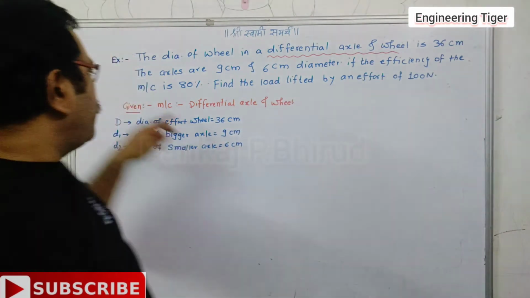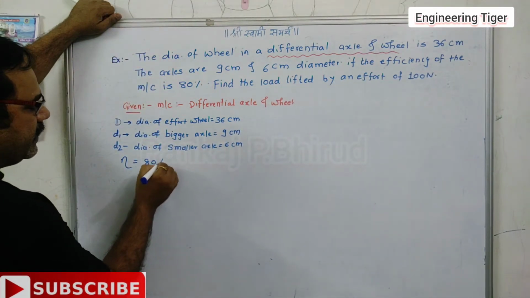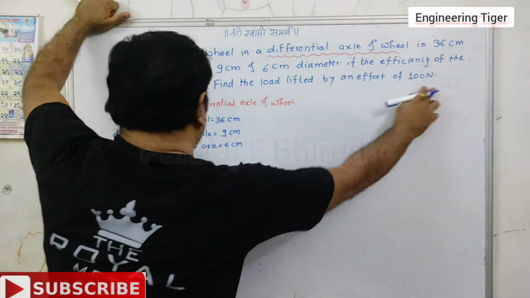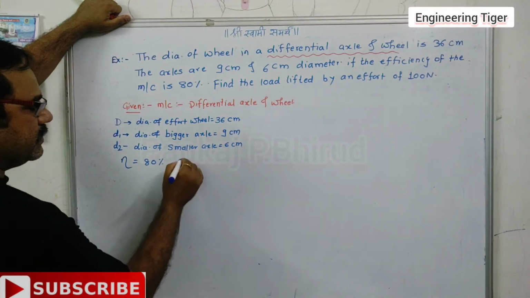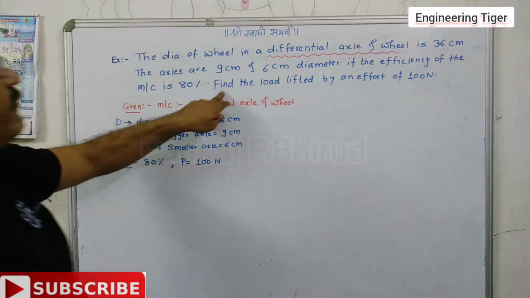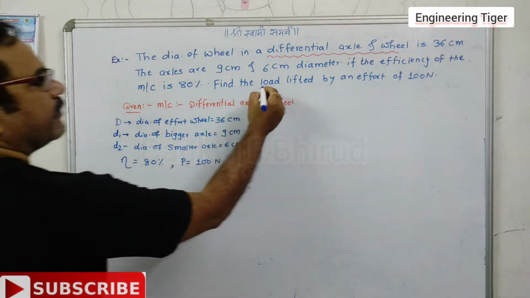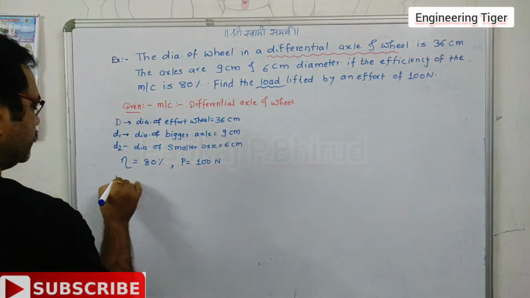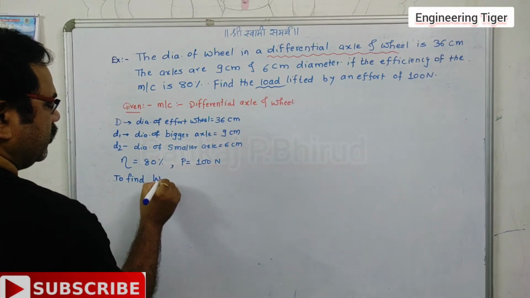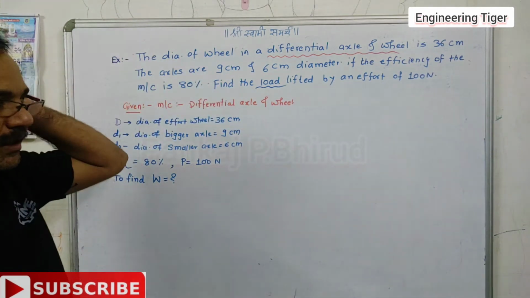Now the efficiency of the machine is 80%, and the effort is 100 Newton. That means P is equal to 100 Newton, and we have to find out the load lifted by the effort of 100 Newton. That means we have to find the load W. Okay, let us try to solve this example.